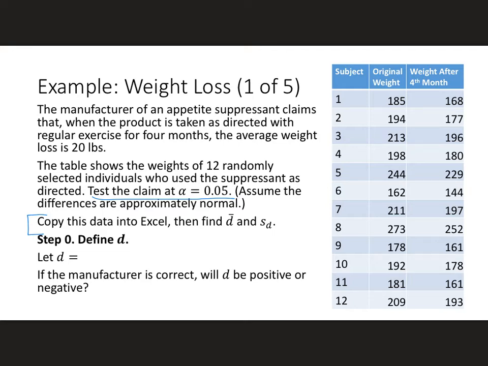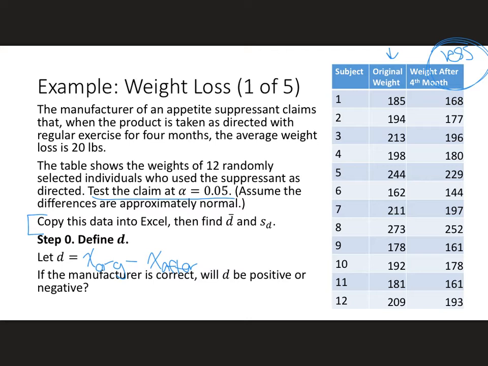So the first thing that we're going to do is to find D. So this time, let's let D be X sub original minus X sub after. So if the manufacturer is correct, will D be positive or negative? So what I want you to think about is if this is the original weight column, and we're saying after, they should weigh less. This value over here should be less than the original.